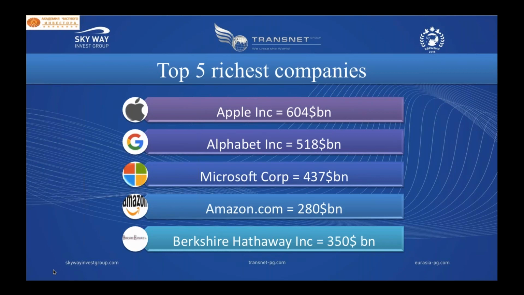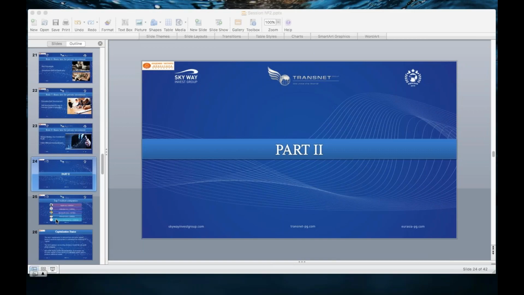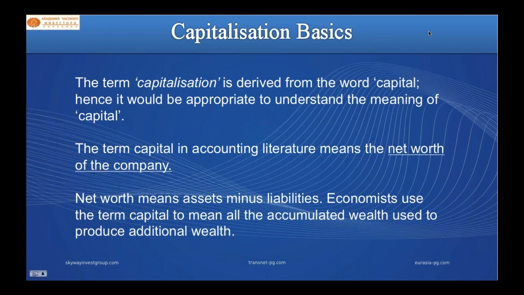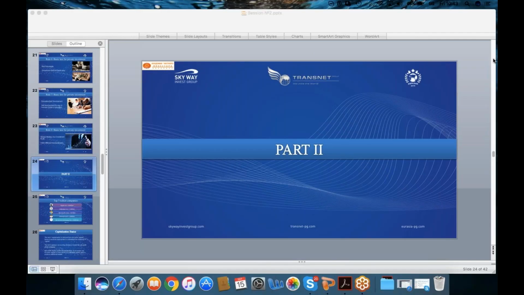Do you know what this number represents, for example Apple, 604 billion? What does this number represent? Anyone know what it's called? No one knows what this number represents. So what is this 604 billion? Company evaluation, the company's worth. Yeah, exactly. In other words, it is also the capitalization of the company. And this is the topic today: capitalization.